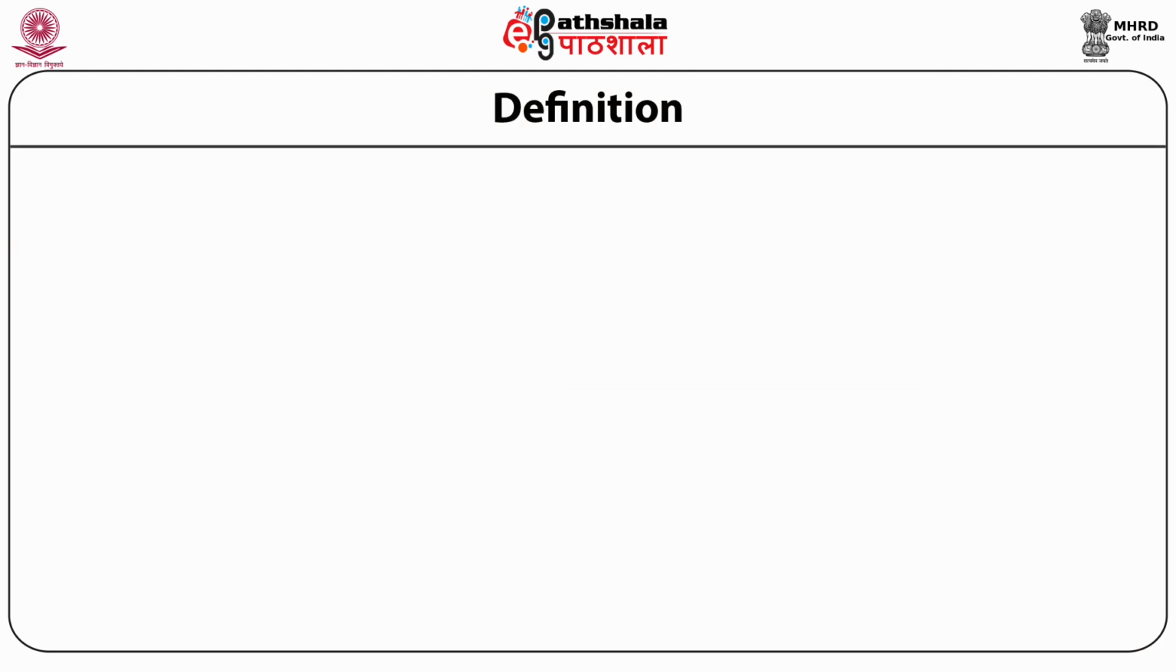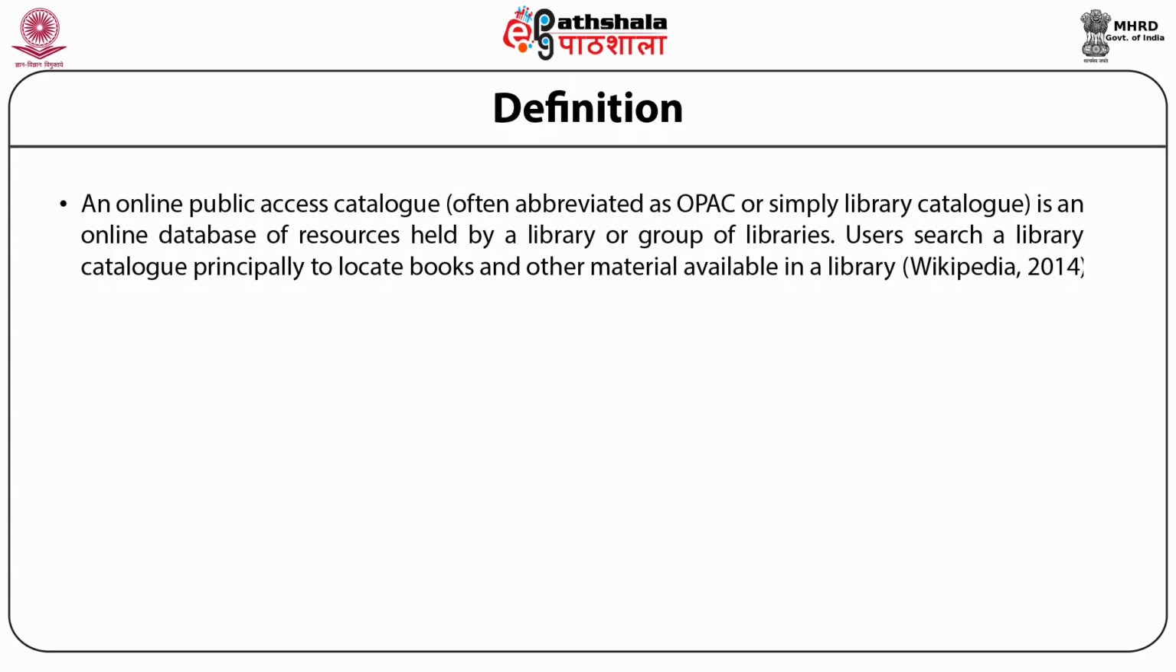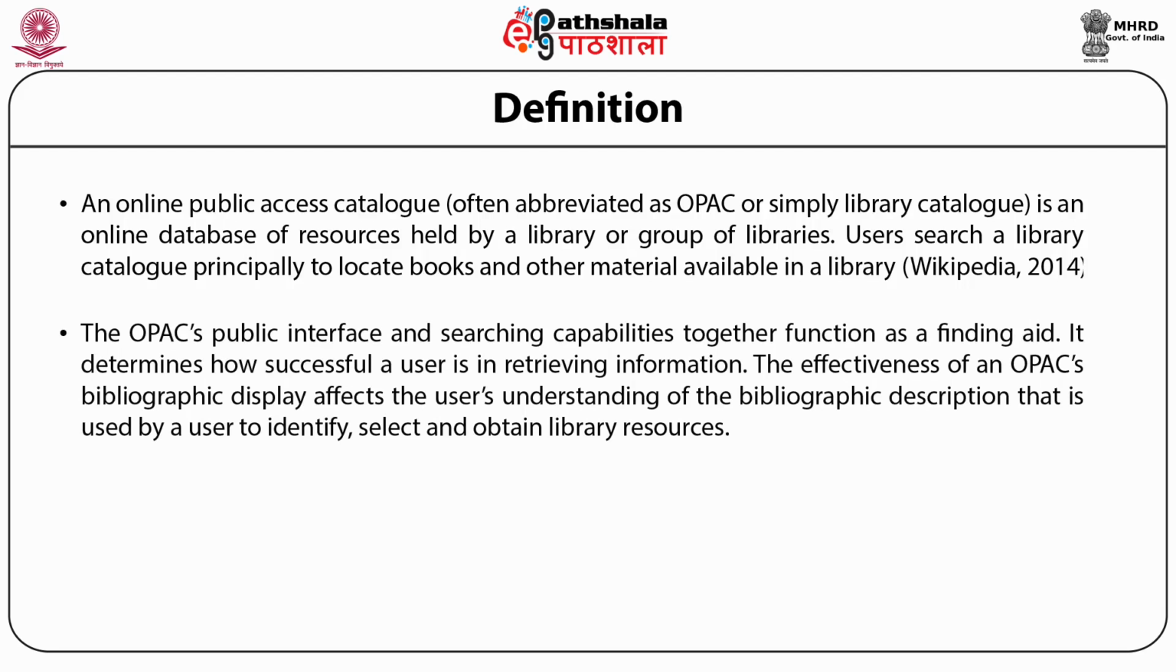Definition: an online public access catalog, often abbreviated as OPAC or simply library catalog, is an online database of resources held by a library or a group of libraries. Users search a library catalog principally to locate the books and other material available in a library. The OPAC's public interface and searching capabilities together function as a finding aid. It determines how successful a user is in retrieving the required information.